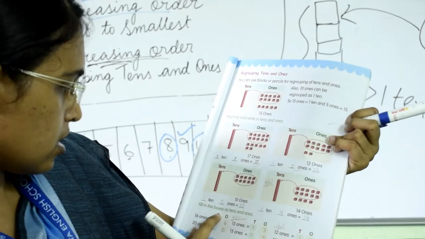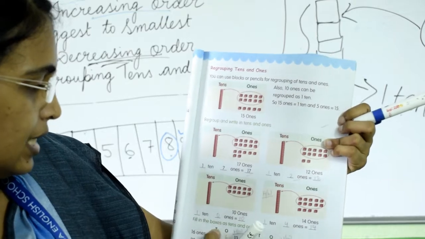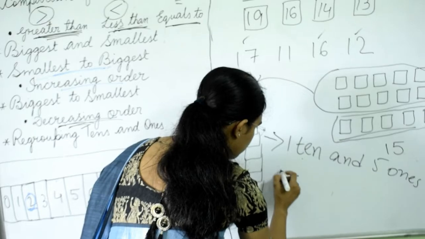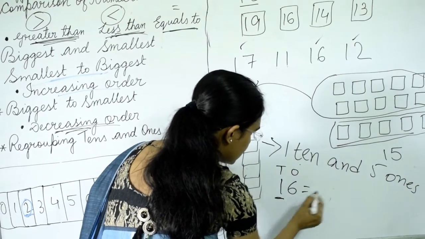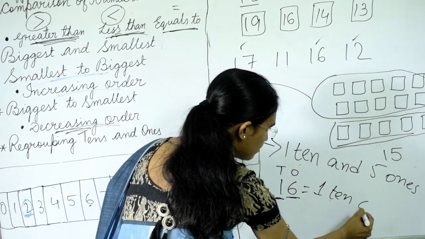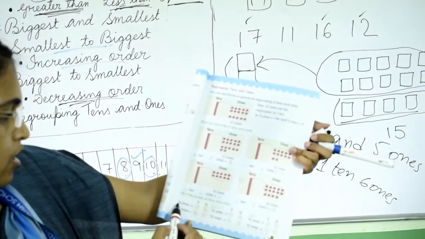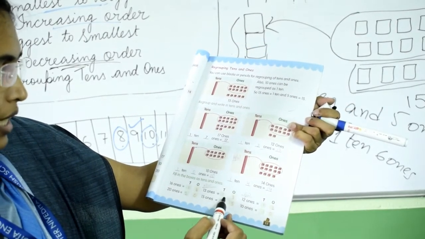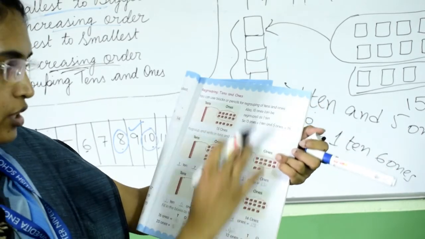Then fill in the blanks, fill in the boxes as tens and ones. 16 ones means 1 ten 6 ones. 16 ones means, if you put this in ones and tens, then what will be the answer? 1 is in tens place, that means 1 ten. 6 is in ones place, that means 6 ones. Okay, that means 16 ones equals 1 ten 6 ones, 13 ones equals 1 ten 3 ones. In this way you have to do this part. So this is your homework.